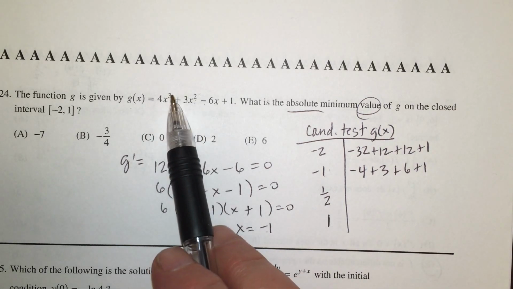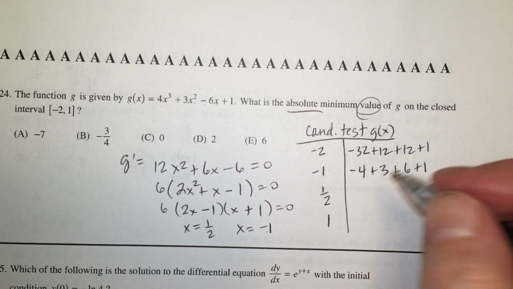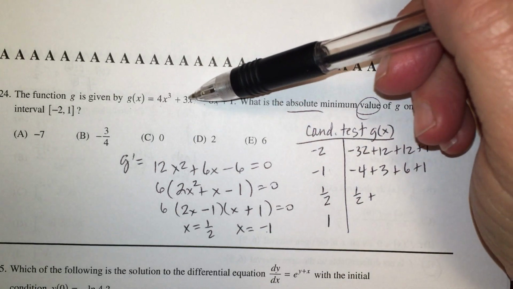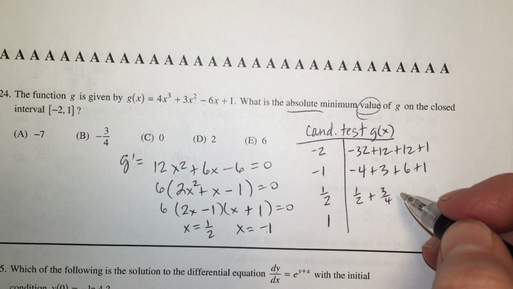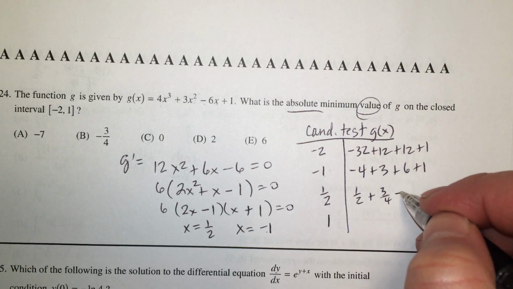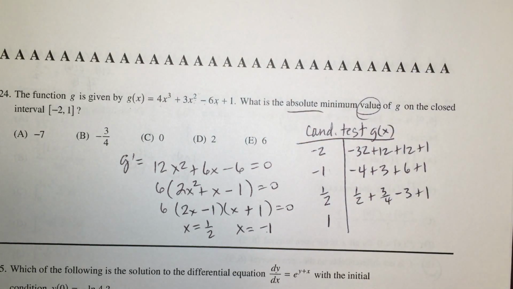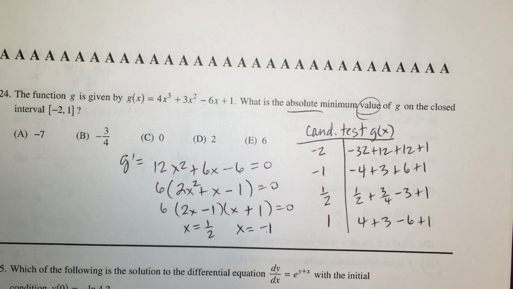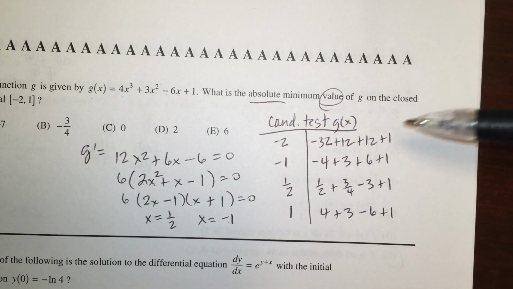Put 1/2 in there. That's going to give me a fraction of 1/8 times 4, which is going to be 1/2, plus 1/4 times 3 is 3/4, minus 3 plus 1. And then if I substitute in 1, then I'm going to get 4 plus 3 minus 6 plus 1. I just need to do some arithmetic to figure this out. Which one is the smallest?